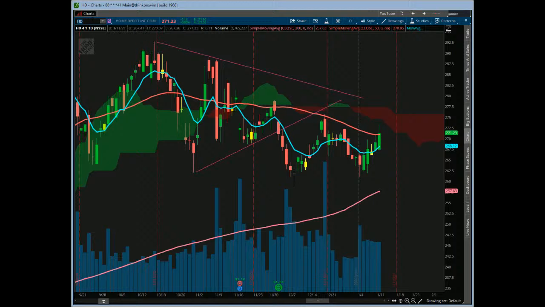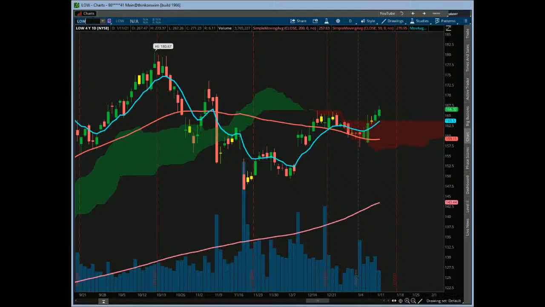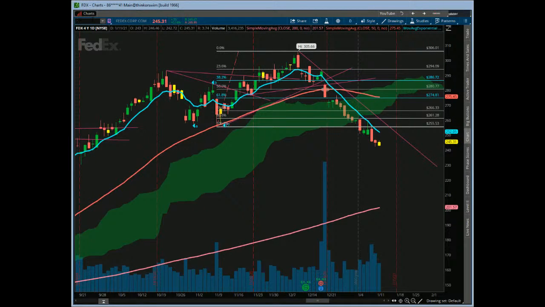Home Depot here over the 50-day moving average starting to make a move. While I'm looking at it, let's take a look at Lowe's real quick. Yeah, starting to grind its way up. I'd say a couple of these names are pretty tricky to trade these days. Just up, down, up, down, up, down. Makes it really tough on options.